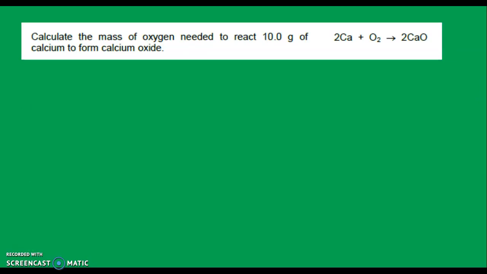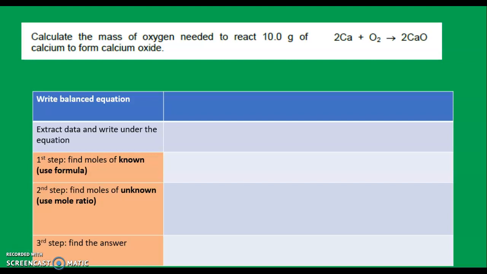When you look at this question, you will always be given some data. So you've been given 10 grams of calcium and you have to find something else. That means something is known and something is unknown. So what you do first is you decode the data. So you need to be able to write down the equations. So I've written 2Ca plus O2 forming 2CaO.